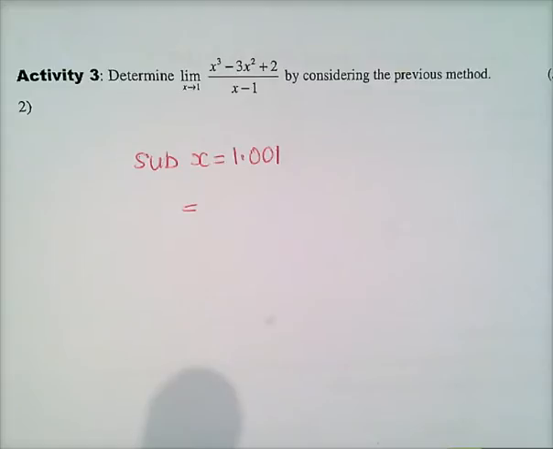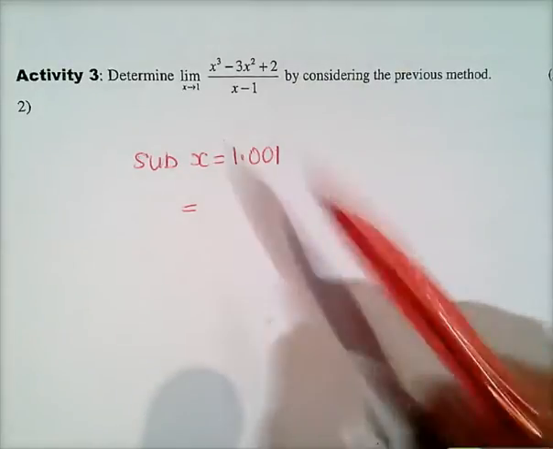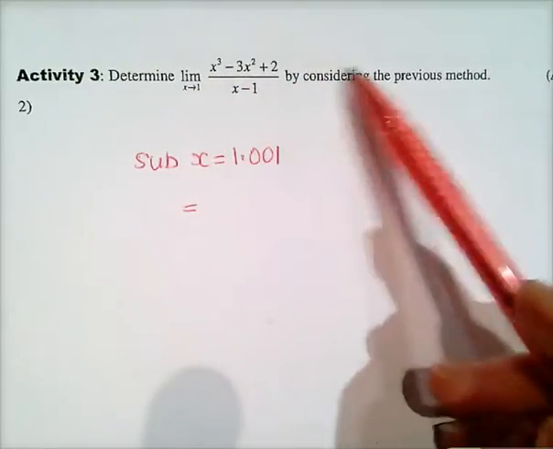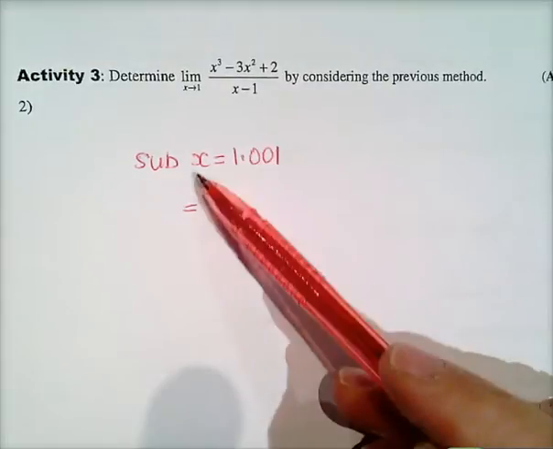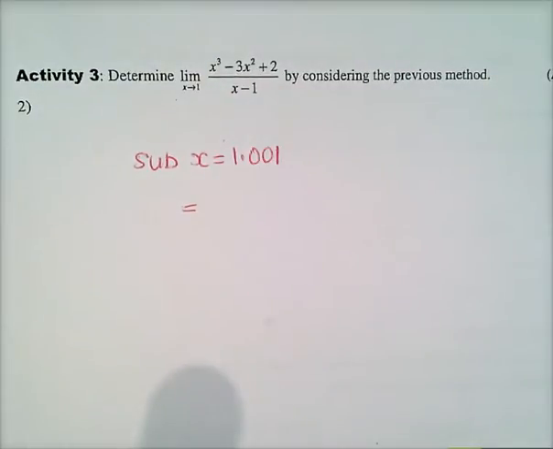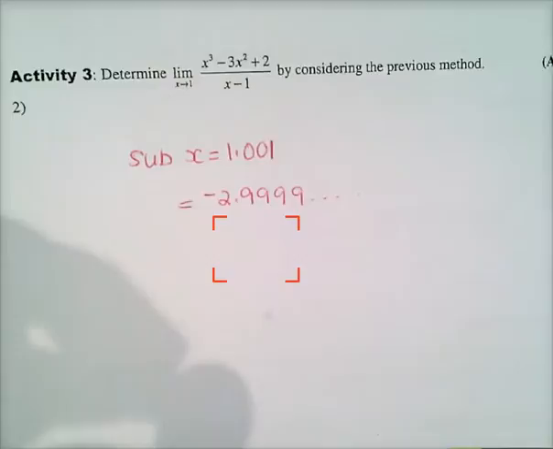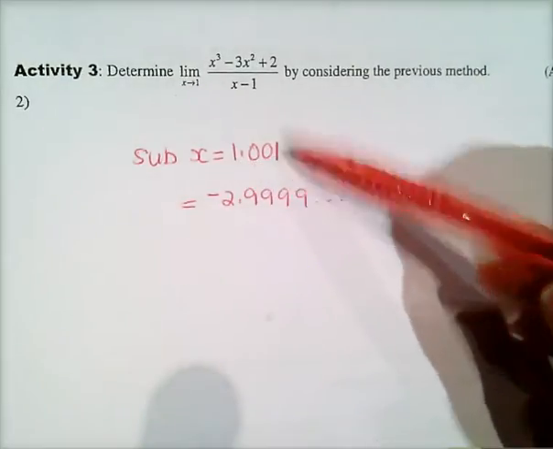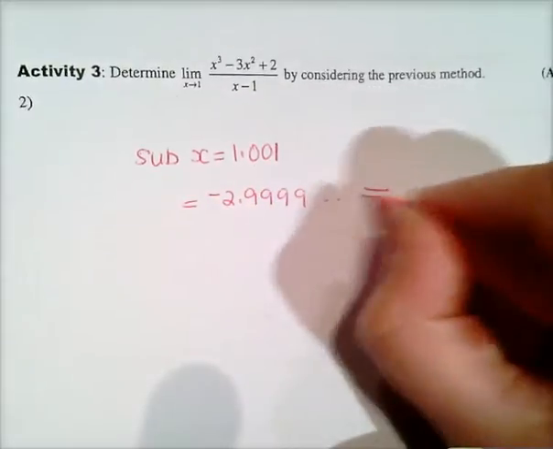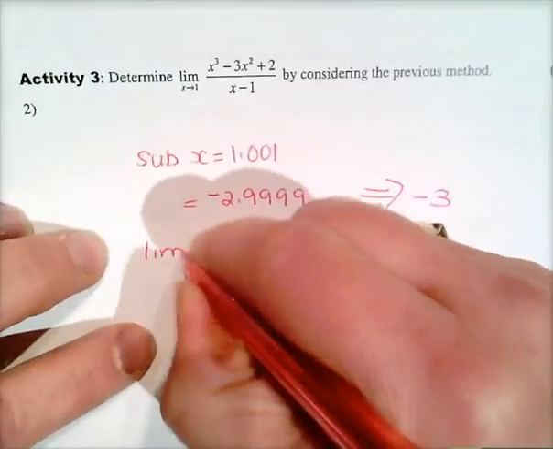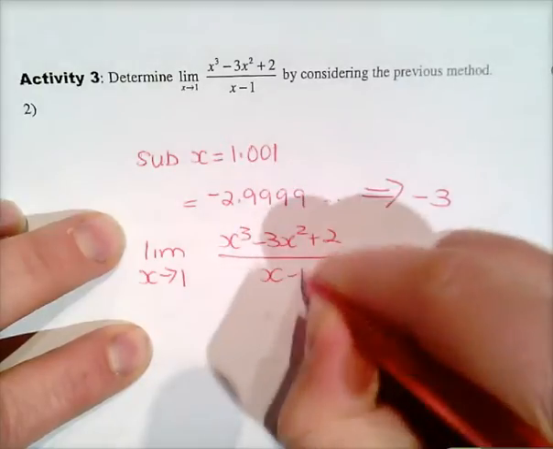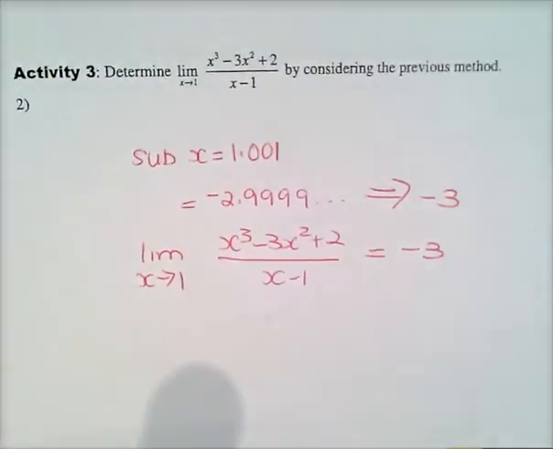Okay? Now for the next question, activity 3, just try this question here. Determine the limit as x approaches 1 for this function by just using substitution. For example, you could substitute something like x equals 1.001, which is very close to x equals 1. You can pause the video and attempt this yourself. Now, substituting x equals 1.001 into this function, I get negative 2.999, which looks like it's approaching negative 3. And so therefore the limit as x approaches 1 for this function, x cubed minus 3x squared plus 2 over x minus 1, is negative 3.